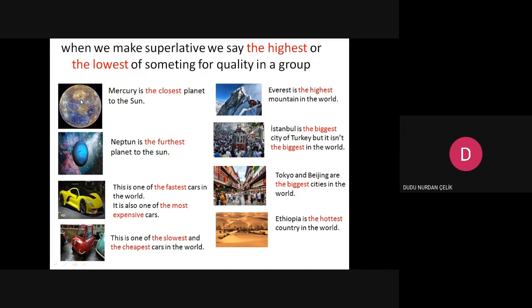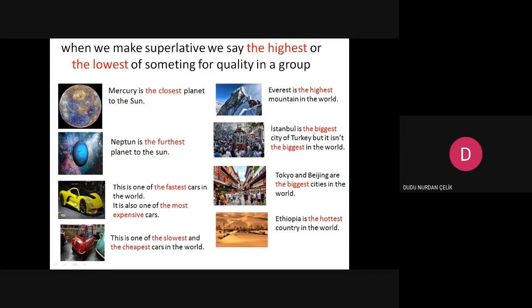Look. Mercury is the closest planet to the sun. Close, not far. It's the closest planet to the sun. Look at Neptune. Neptune is another planet, and it is the furthest planet from the sun. It's not close, it's furthest.